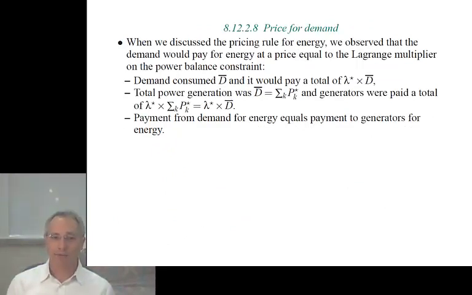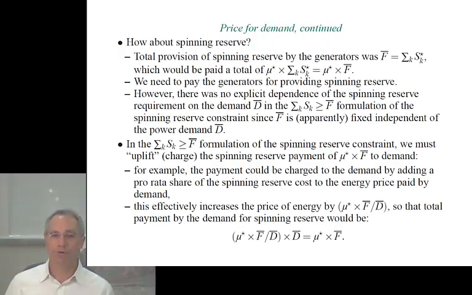How about prices for demand? When we discussed the pricing rule for energy, we observed that the demand would pay for energy at a price equal to the Lagrange multiplier on the power balance constraint. So if demand consumed D overline, it would pay a total of lambda star times D overline. The total power generation was D overline. The generators were paid a total of exactly the same, lambda star times D overline, for their production. In other words, for energy, the payment from the demand for energy equals the payment to the generators for energy. How about spinning reserve?